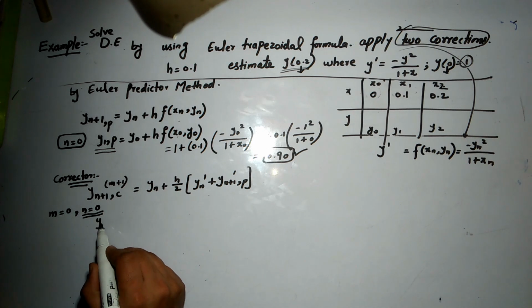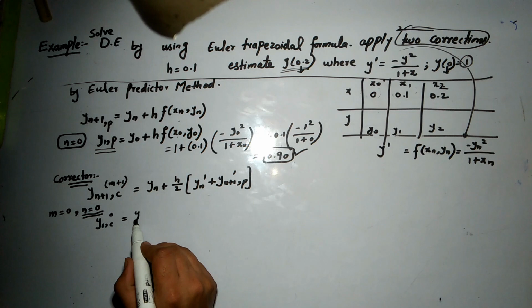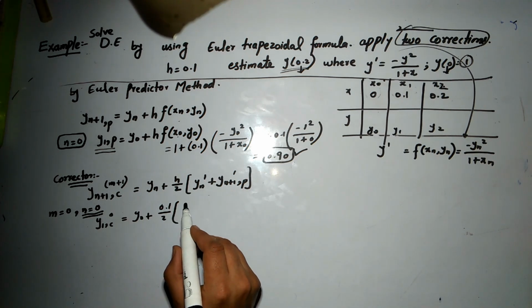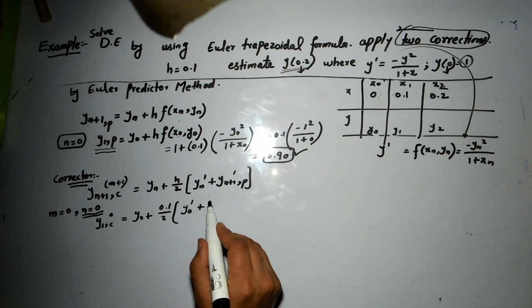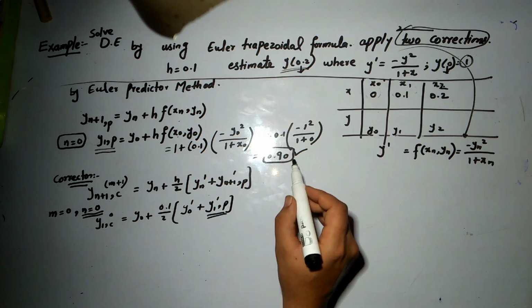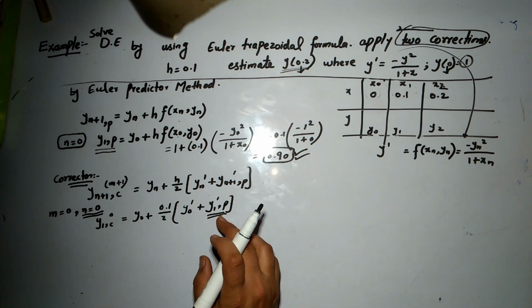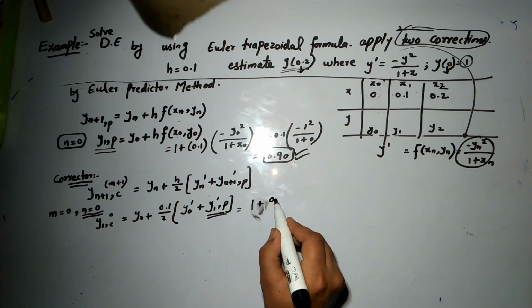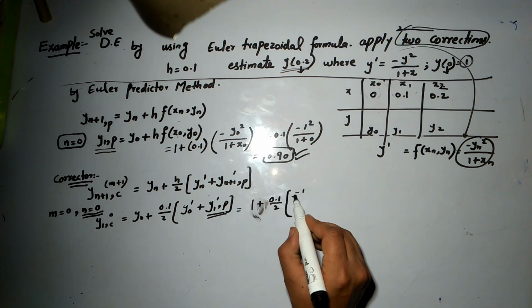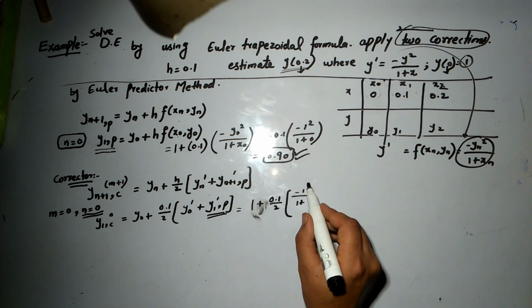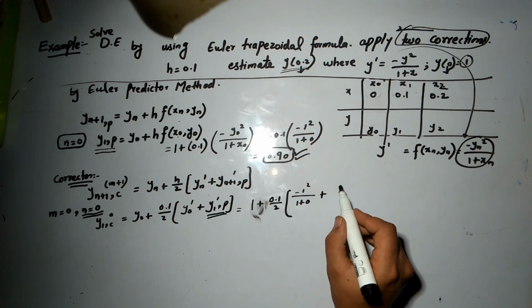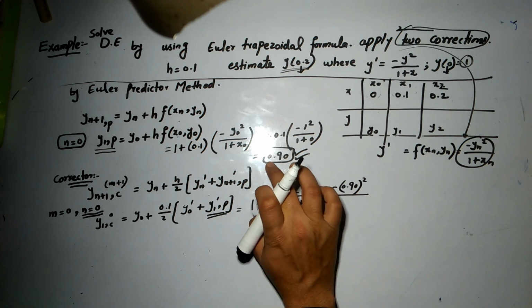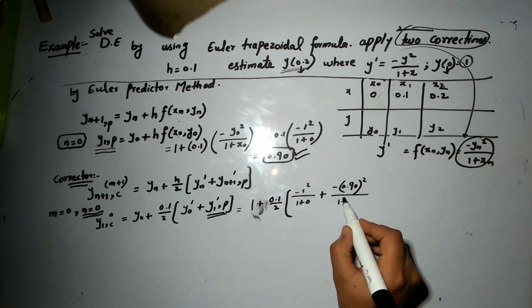So y(1) c0 will be equal to y(0) plus 0.1 over 2, y dash of 0 plus y dash of y(1) p. y(1) p is equal to 0.9, so we will apply this into this expression. y(0) is equal to 1, plus 0.1 over 2, y dash of 0 is equal to minus 1, plus y1 of p, which is minus 0.90 squared. Here in this function we will take the point as 0.90, over 1 plus x0.